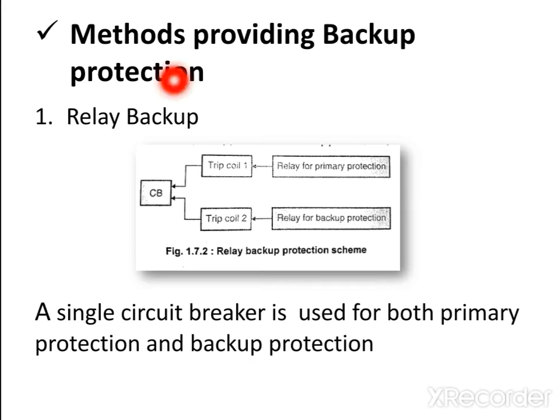There are 4 different methods which provide backup protection in the system. The first is relay backup. In the relay backup protection, only one circuit breaker is used for primary and backup protection. Trip coil 1 receives the signal from primary protection and trip coil 2 receives the signal from backup protection. This will send the signal to the circuit breaker and the circuit breaker will disconnect the faulty part from the system.